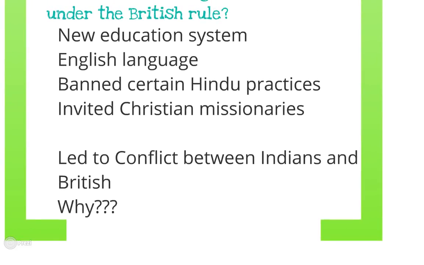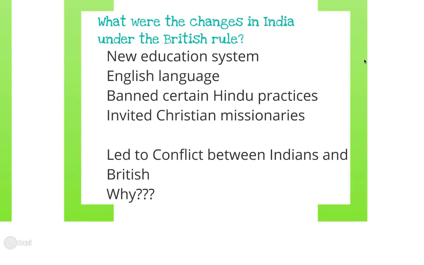The next question is, what were the changes in India under British rule? When the British came in, they set up a new education system. They told the Indians they had to speak the English language. They banned certain Hindu practices, and they brought in Christian missionaries, which means they were pushing out the traditional religions of Hinduism and Islam and bringing in Christian missionaries.